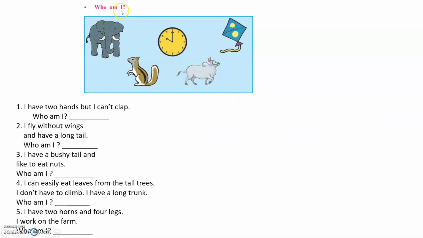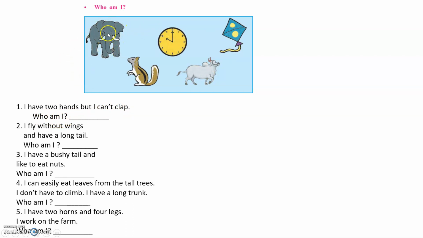Next is, who am I? Now, these are riddles based on these pictures. You have to look at the picture. Read the sentences properly and give the answers. I have two hands, but I can't clap. Who am I? What are these pictures about?